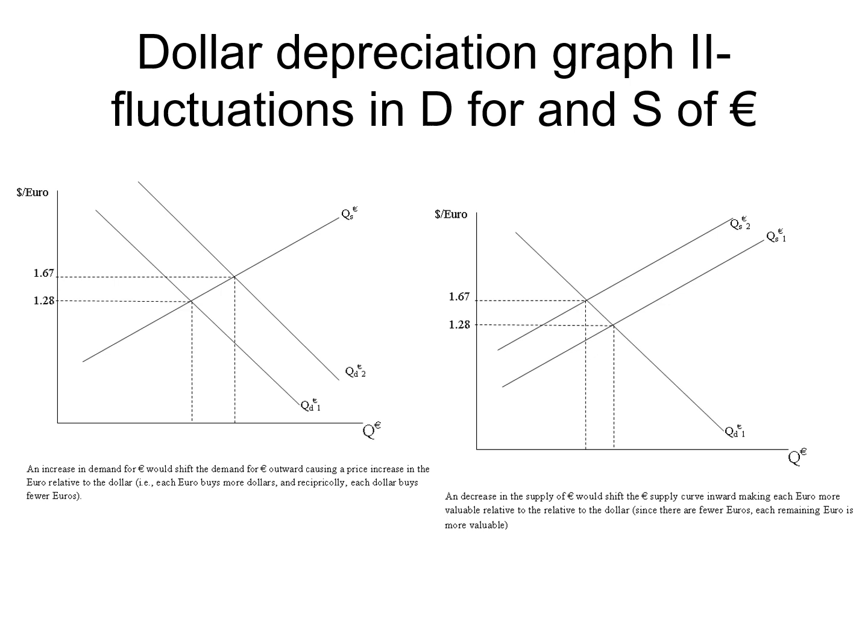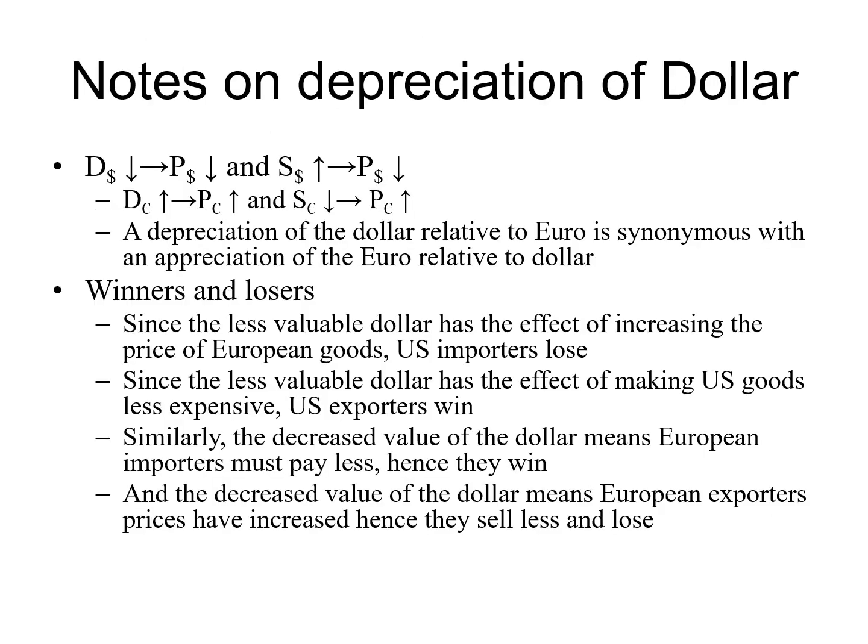Okay, enough of that. Now, notes on depreciation. What we said about appreciation of the dollar, just reverse it. When the demand for the dollar goes down, it means the price of the dollar goes down. If the supply of the dollar goes up, the price of the dollar goes down. Reciprocally, if the demand for euros goes up, the price of the euro goes up. And remember, when we talk about the price, we're talking about the price of it relative to another currency.